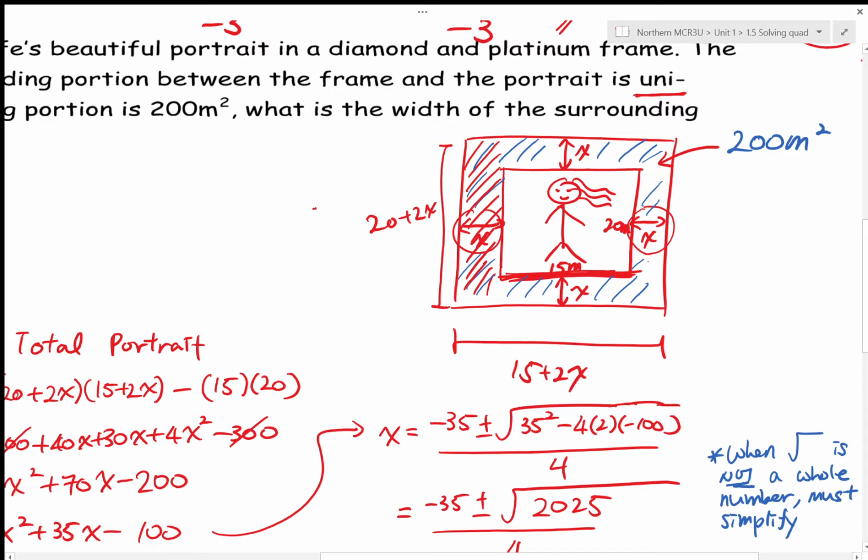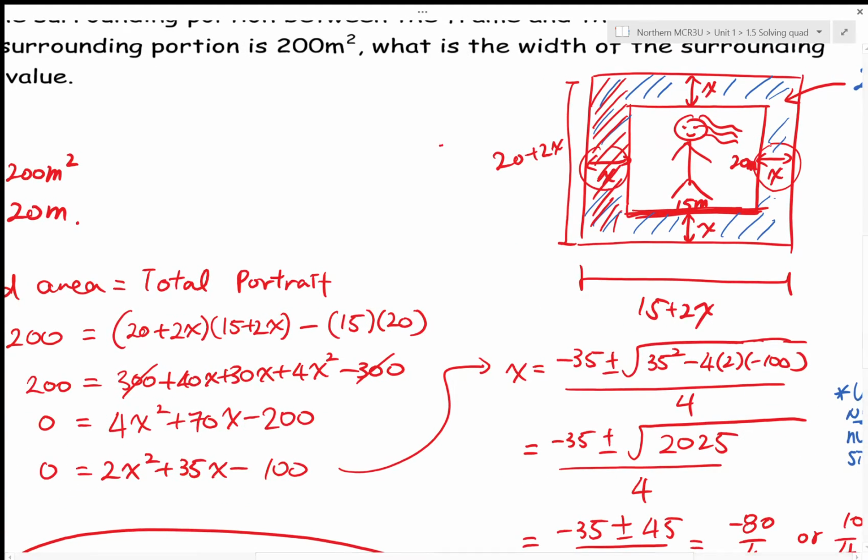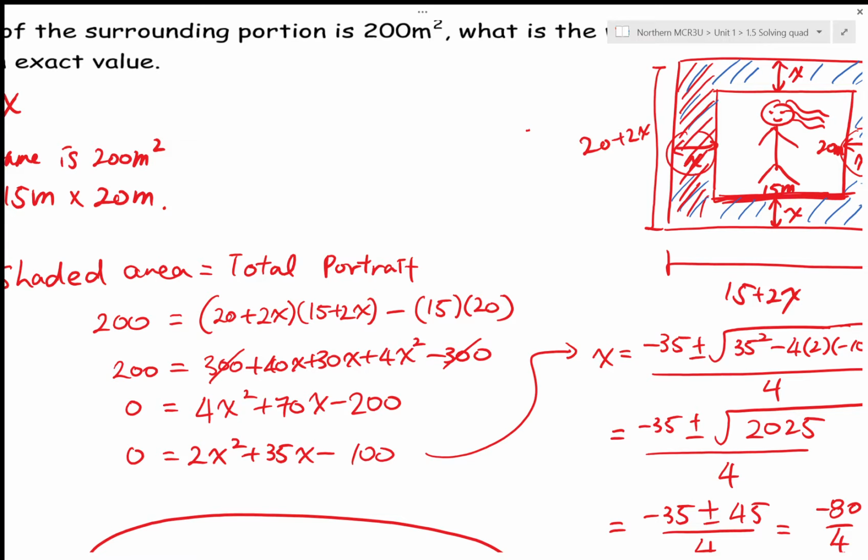So when you're looking at the actual expression, the shaded area, the area that we know of, is 200. And in order for us to find the shaded, it's actually total minus portrait. So when you try to find the expression of the total area, which is basically just the length times width, that gives me the 20 plus 2x times 15 plus 2x. Now the portrait, as we know, it is 15 times 20, so that's where we get that 15 times 20 from. Then all we have to do is FOIL them, right?